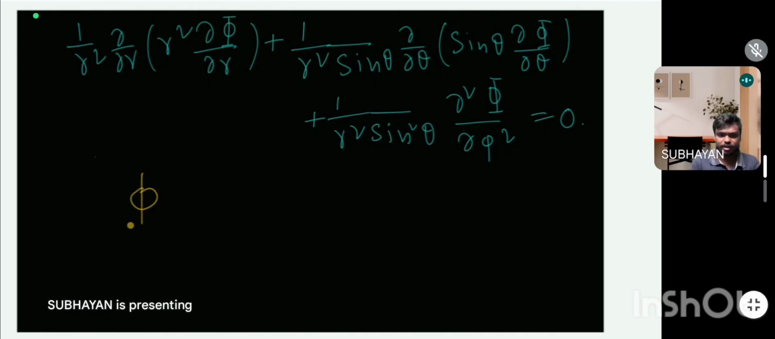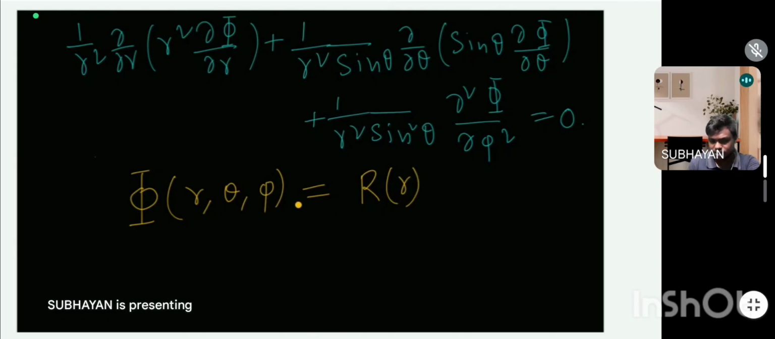That means this phi is a function of r, theta and phi. At first we are going to split it into two different functions. One is the radial part, which I am writing as capital R, a function of r, and the other is the spherical harmonics portion, which depends on theta and phi. So this is the angular part, capital Y, a function of theta and phi. In the separation of variables method, you can put it in the original equation and separate them in a very authentic way.